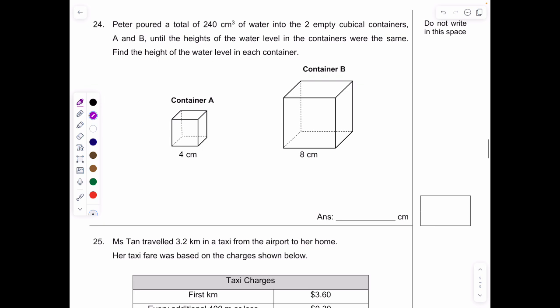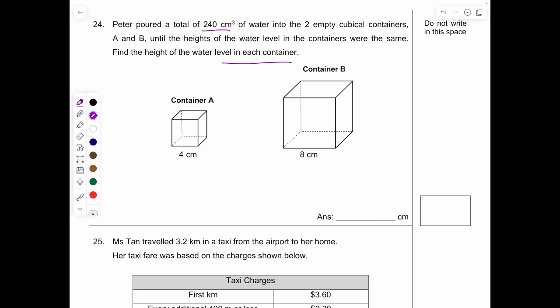Next, 24. Peter poured a total of 240 cm cube of water into 2 empty cubical containers, A and B, until the heights of the water level were the same. Find the height of the water level in each container. Okay?